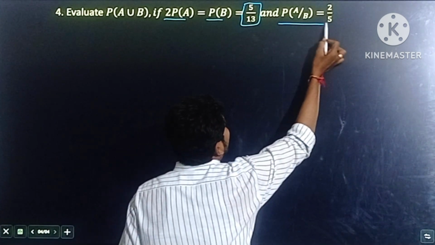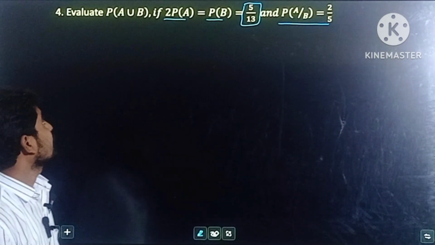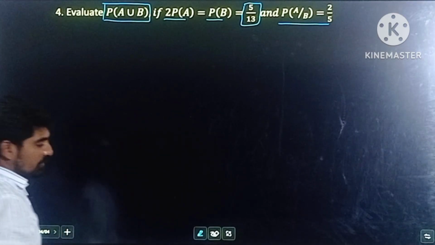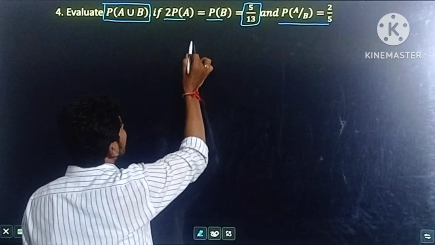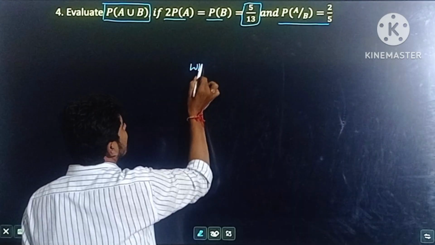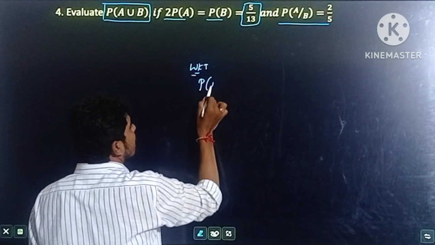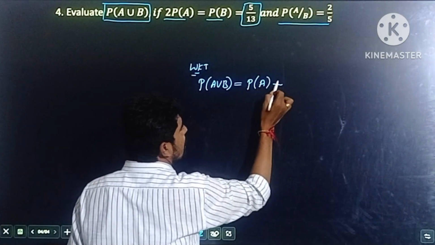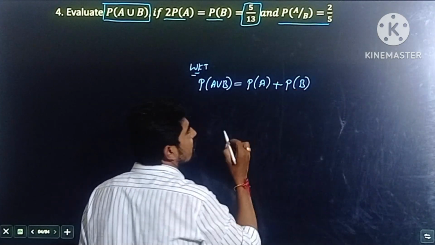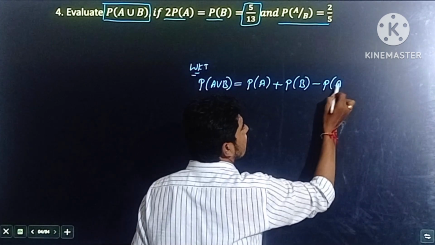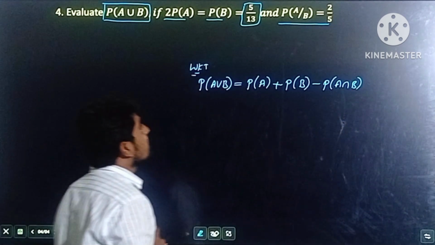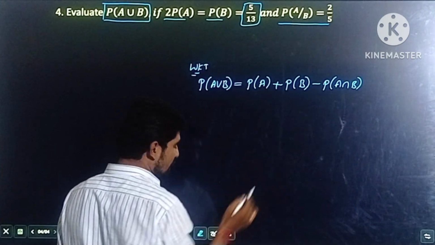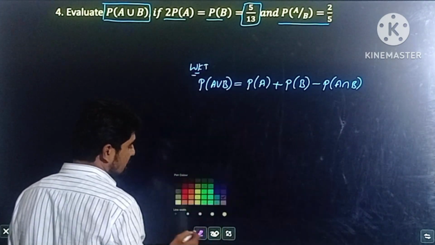And also he has given probability of A by B is equal to 2 by 5. So in this question, we need to identify the value of probability of A union B. And we know the formula for probability of A union B. We know that probability of A union B is equal to probability of A plus probability of B minus probability of A intersection B. See here, to calculate probability of A union B, we need probability of A, probability of B, and probability of A intersection B.